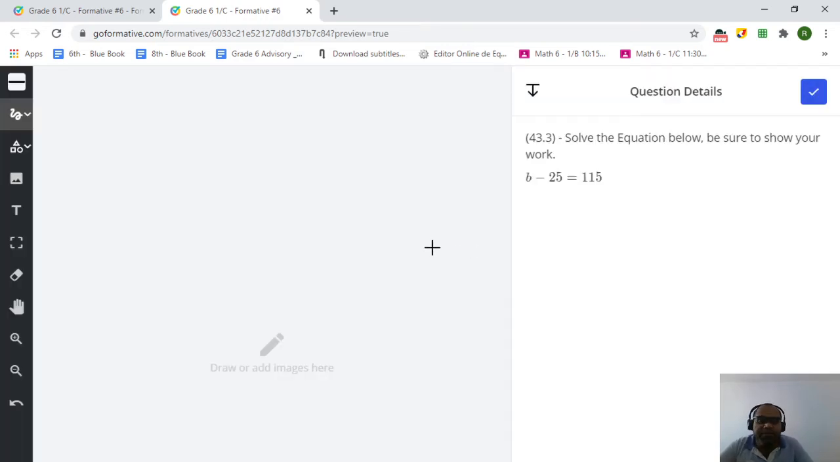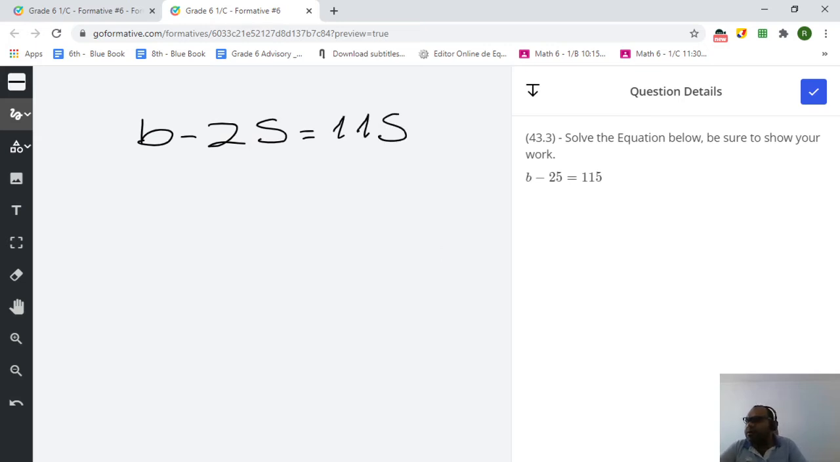Right now, the steps. Step number 1. Locate the variable. b minus 25 equals 115. Where's the variable? Here, mister. Here's my variable, left-hand side. And what's the math operation tied to the variable? What do you think, guys? What is the math operation tied to the variable? It's subtracting 25, mister. What is the opposite of subtracting 25?